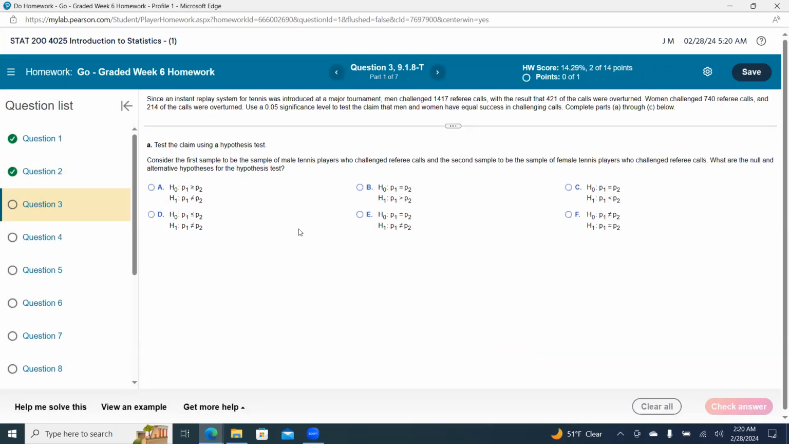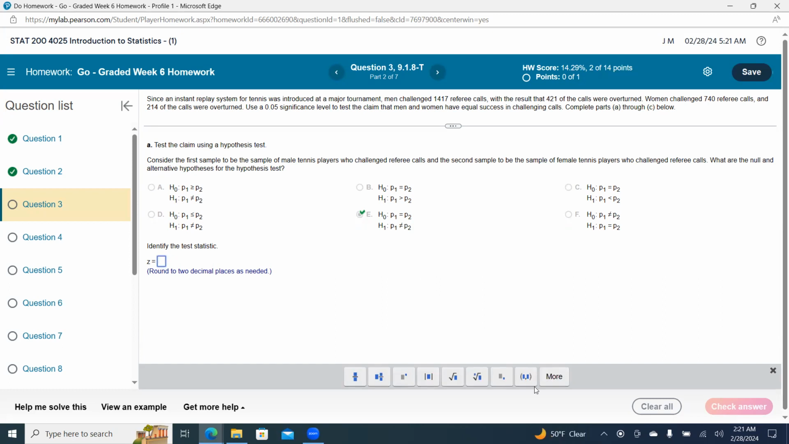So now we're conducting the full hypothesis test. We can skim: use 0.05 significance level, test the claim that men and women have equal successes in challenging. That means the null has an equal sign, but the alternative has a not equal sign. There are only 3 for the alternative: less than, greater than, or not equal to. If they don't tell us less than or greater than, it's automatically not equal to. So now we put all that stuff in the calculator, same exact test as before.